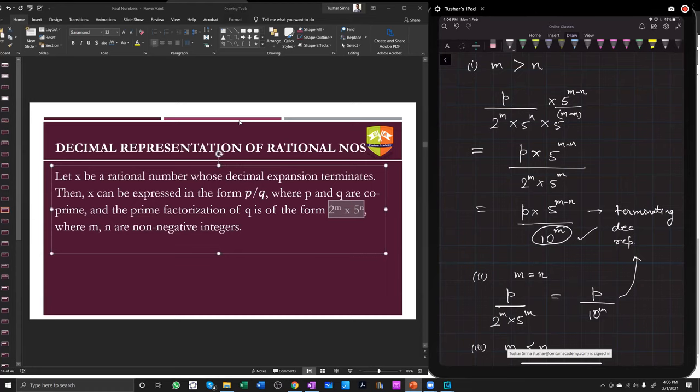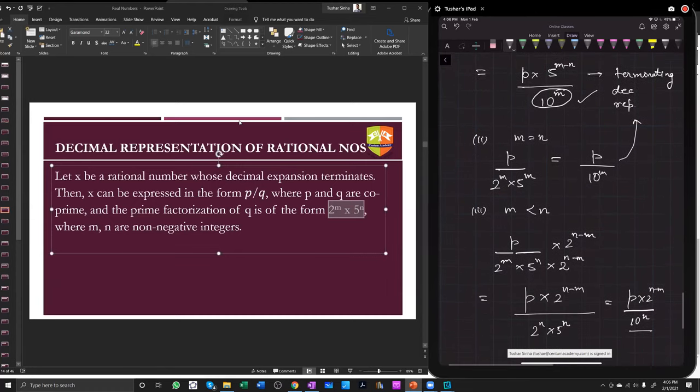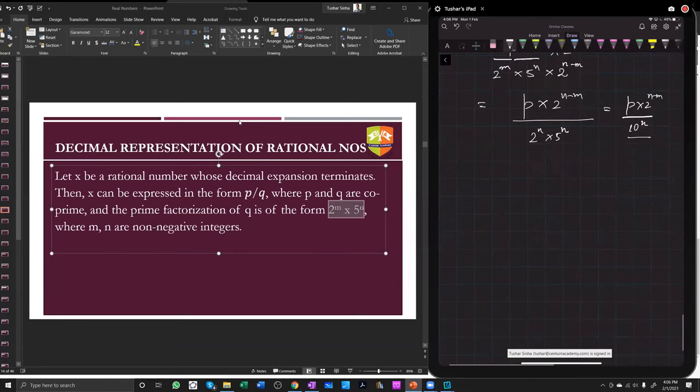The larger of the two, isn't it? So if n is more than m, then it is n, and if m is more than n, then it is m. So let's say you have 3769 divided by 2 to the power 21 into 5 to the power 25. How many digits after the decimal will there be in the expression? There will be 25 digits after which it will terminate. Correct? All clear?